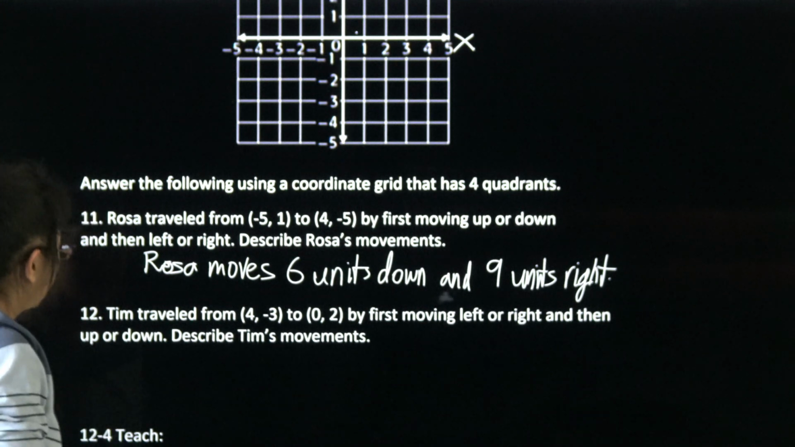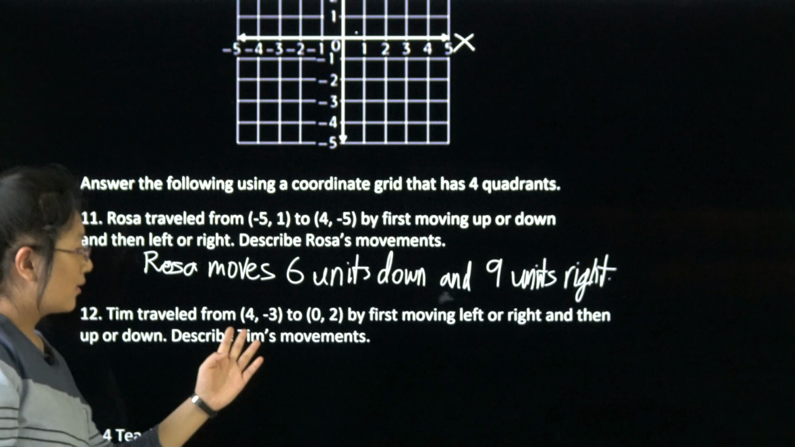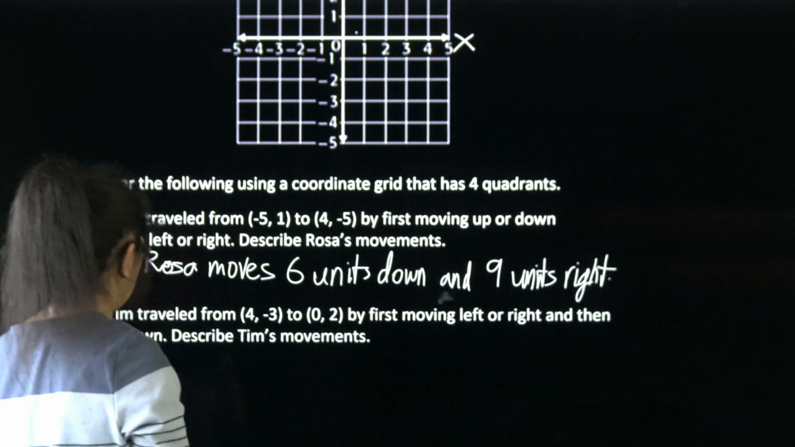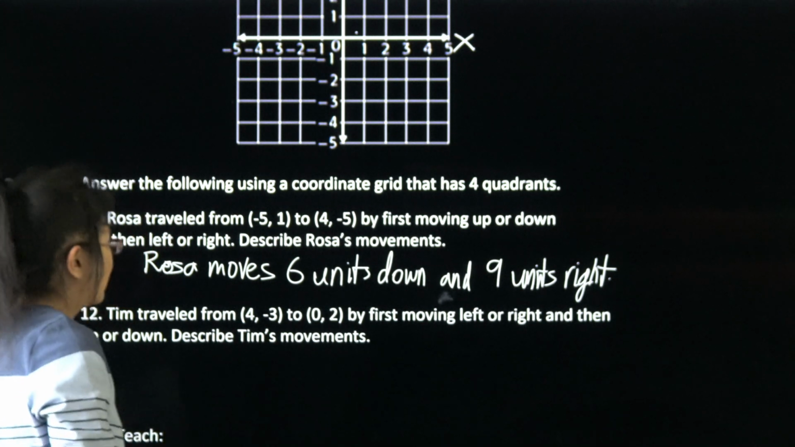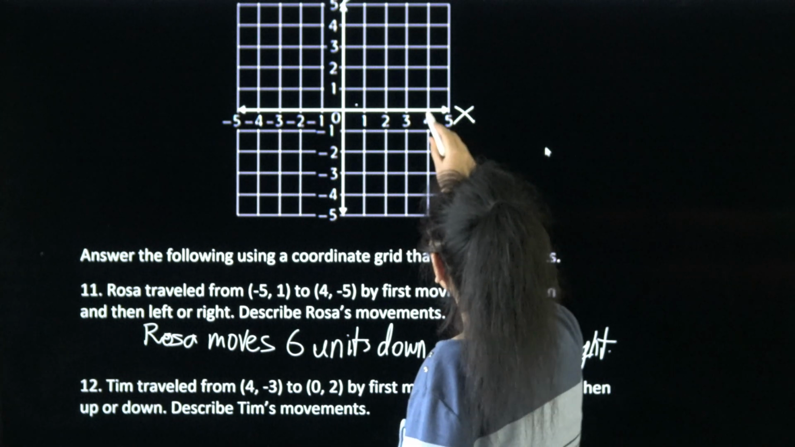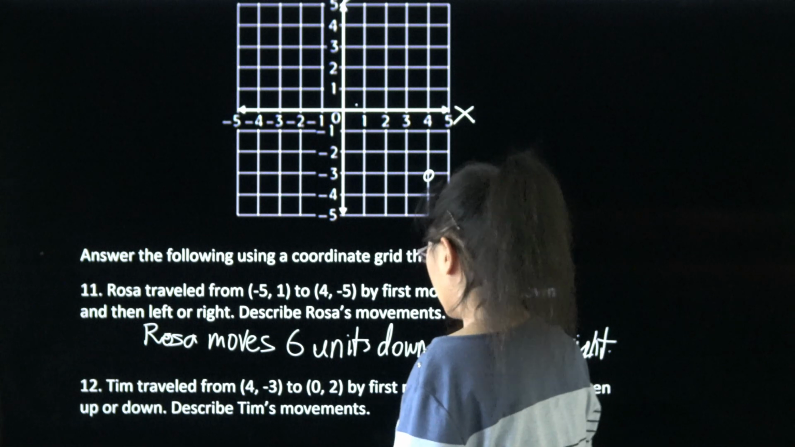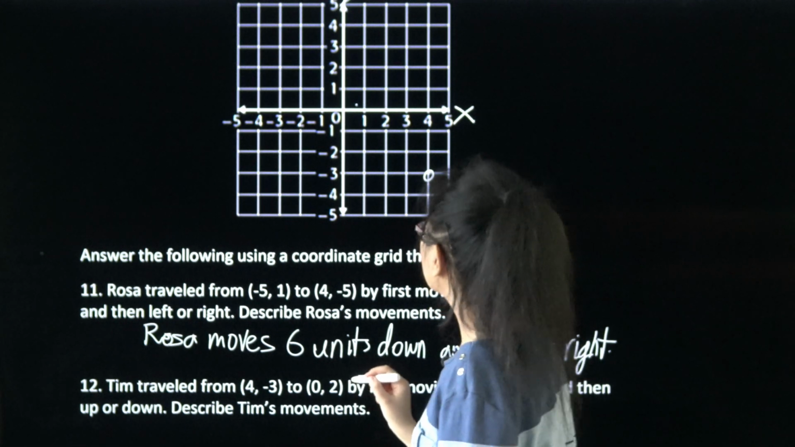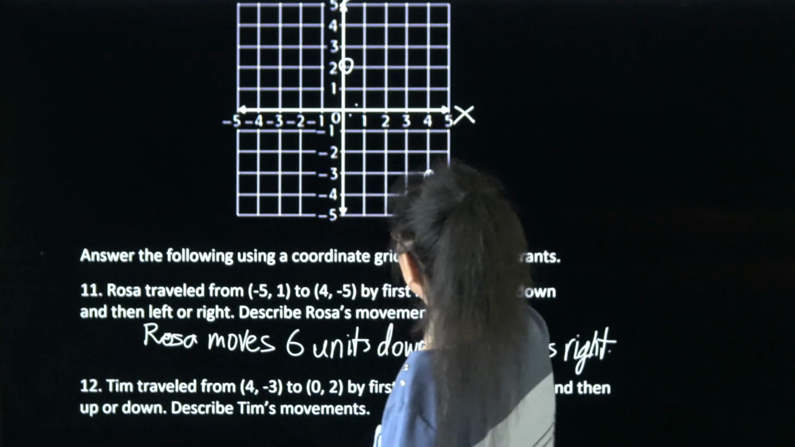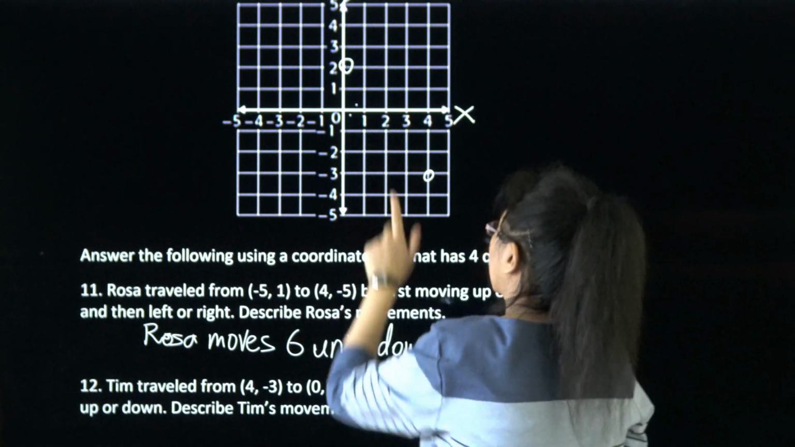Now we go on to the next question. Tim traveled from 4, negative 3 to 0, 2 by moving left or right, then up or down. Describe Tim's movements. So let's go on the grid. Tim went from 4, negative 3, so 4 on x, negative 3 on y here, and then to 0, 2. So 0 on x and 2 on y, which is here. By first moving left or right, so he moved horizontally first, and then he moved vertically.